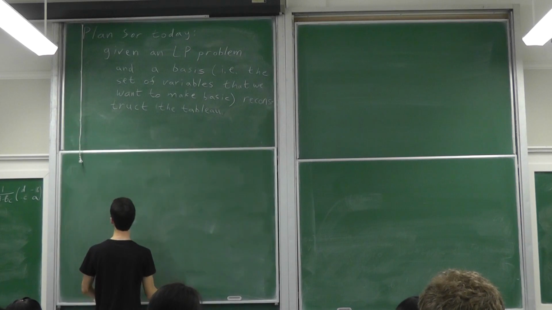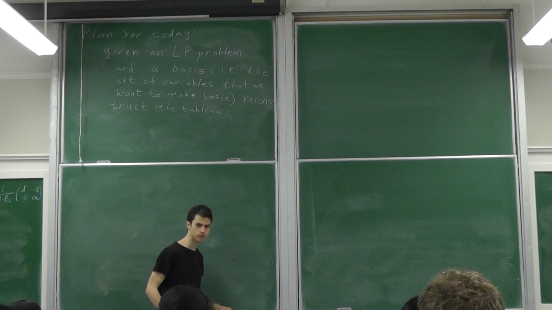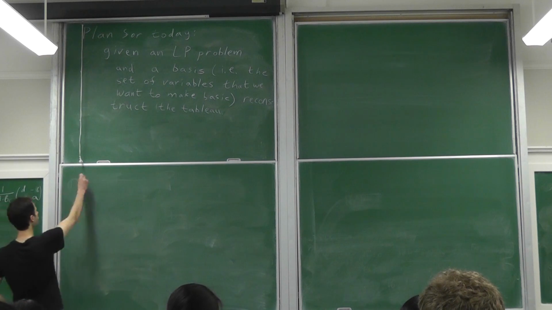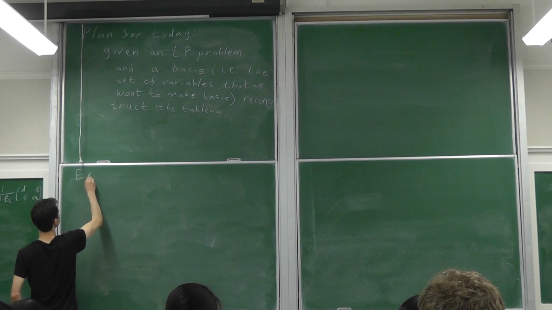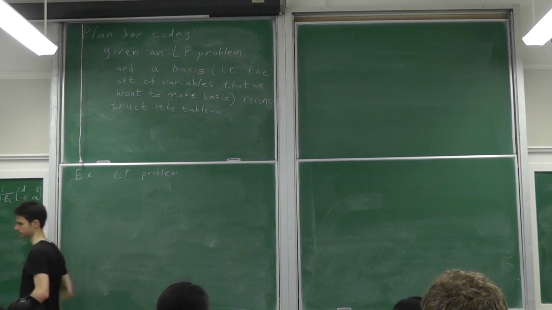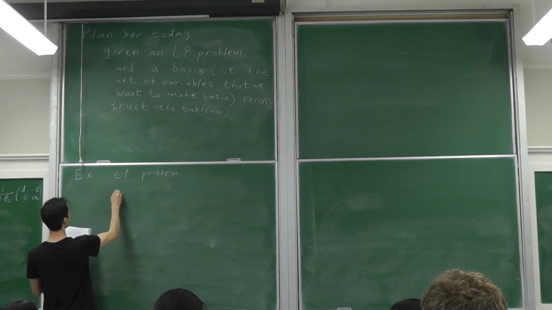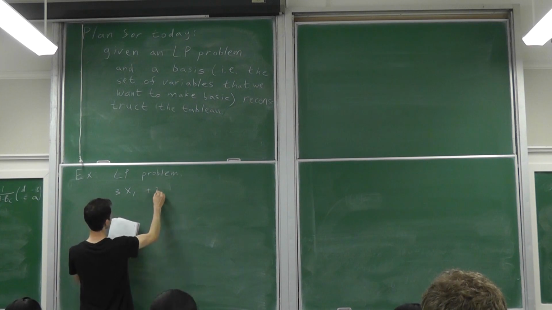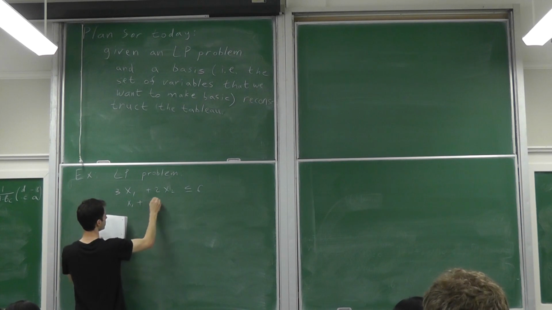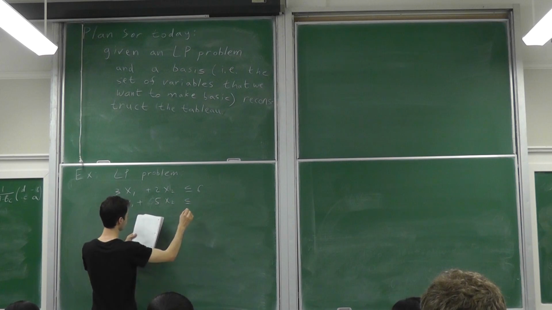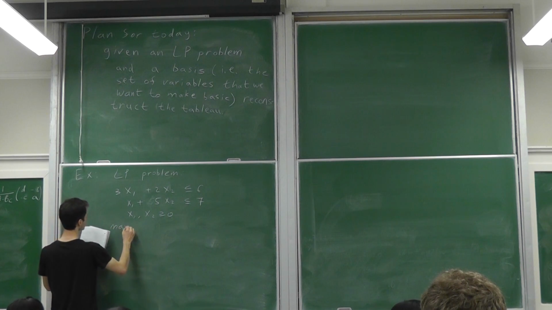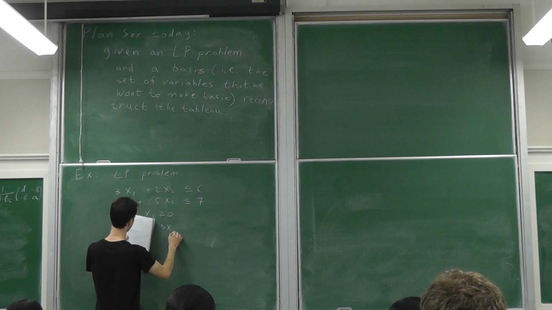For now, let's consider an example. So I like to start with an example, and then we'll get to the theory that explains this example. So suppose the linear programming problem is as follows. x1 plus 2x2 smaller or equal than 6, x1 plus 5x2 smaller or equal than 7, and maximize z, which is 3x1 plus 2x2.